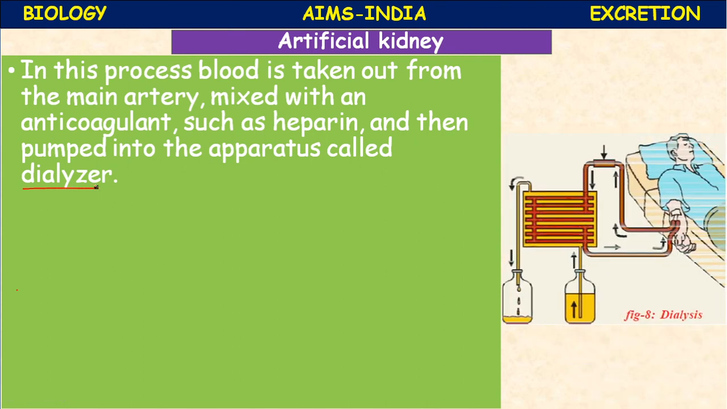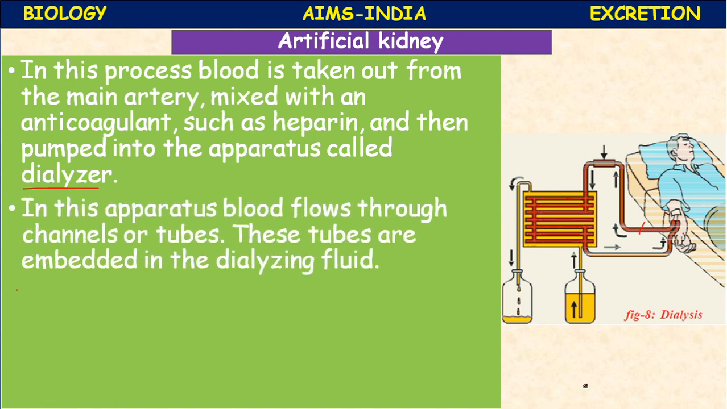Next, so this is the dialyzer. So here the blood is taken from the main artery, and it is passed into the dialyzer. Some anticoagulant is mixed with this blood to prevent coagulation, and it is passed into the apparatus called the dialyzer.